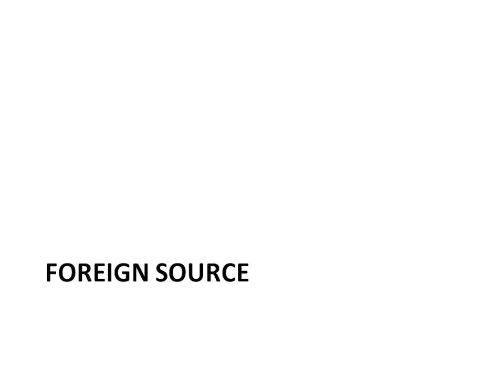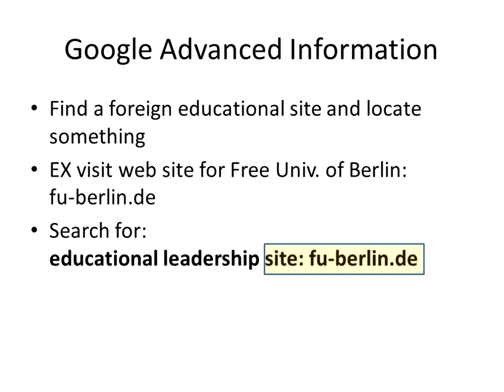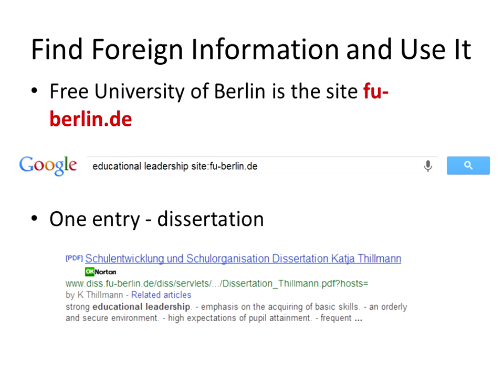Now this next one that I want to talk about is probably the one that's starting to scare me the most, and it's using a foreign source. If you go to Google Advanced Information, it tells you how to use the feature of the site, where you add site: and the name of the site you want to search. The Free University of Berlin is fu-berlin.de. Suppose I wanted to search for educational leadership at that site. This is the university, and I'm looking at that site. When I use Google Scholar, I get one entry, and this is a dissertation. It's from this specific site, this Free University site.